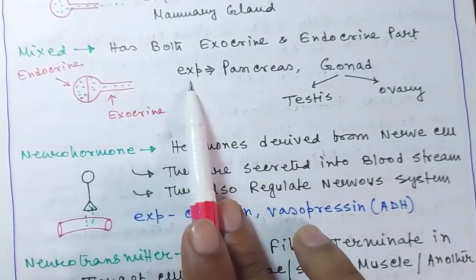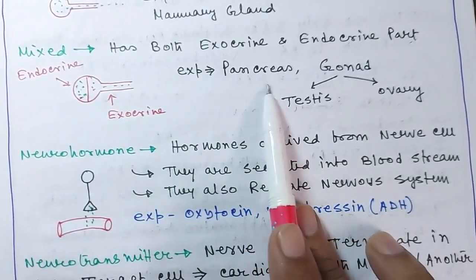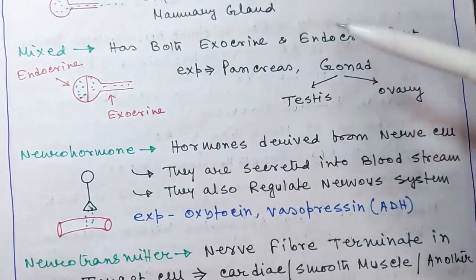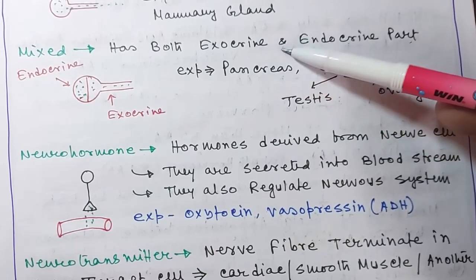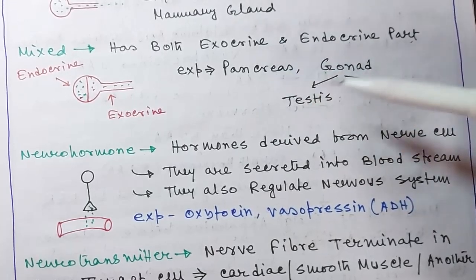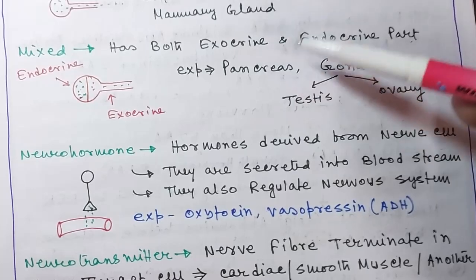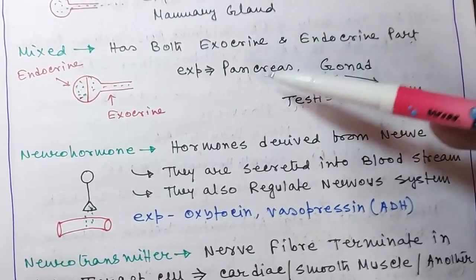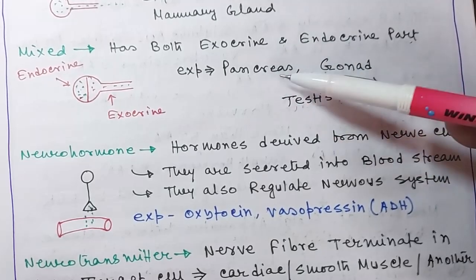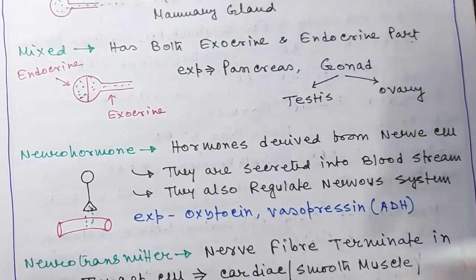An example of this mixed gland is the pancreas, because the pancreas secretes different types of hormones, which is the endocrine function of pancreas. Pancreas secretes insulin and glucagon, these types of hormones are secreted from the pancreas. This is the endocrine function of pancreas. And also the pancreas secretes different types of enzymes, and this secretion of enzymes is the exocrine function of pancreas.